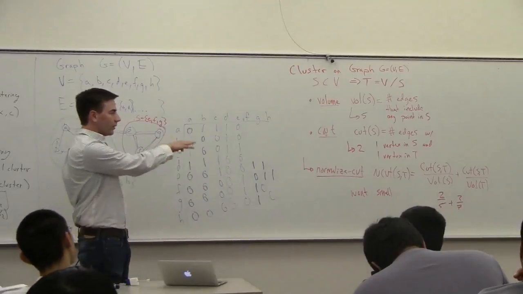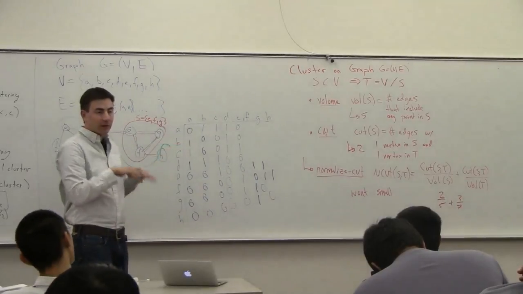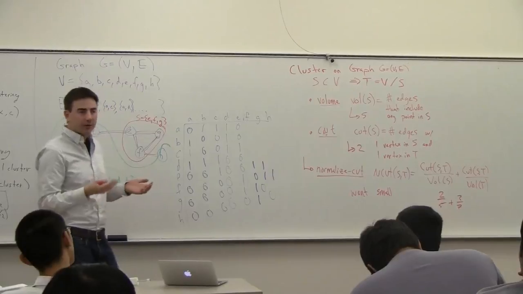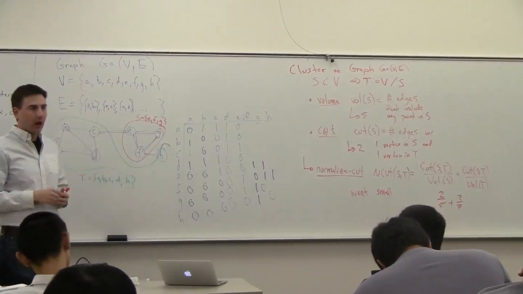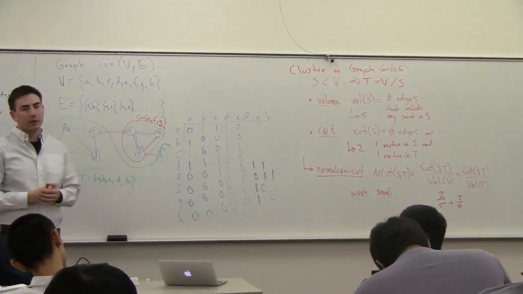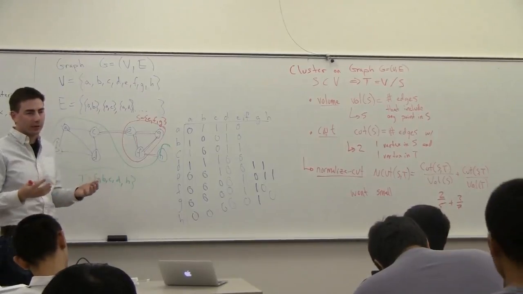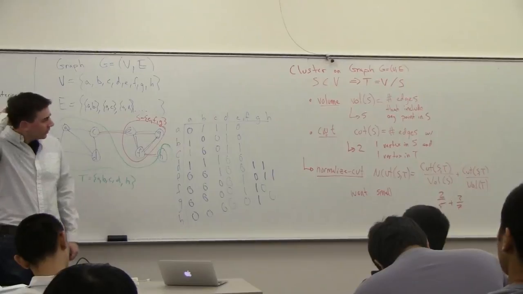So if the normalized cut is small, or it's the smallest thing in the graph, then this is probably going to be a good cluster. So we'll mention something.